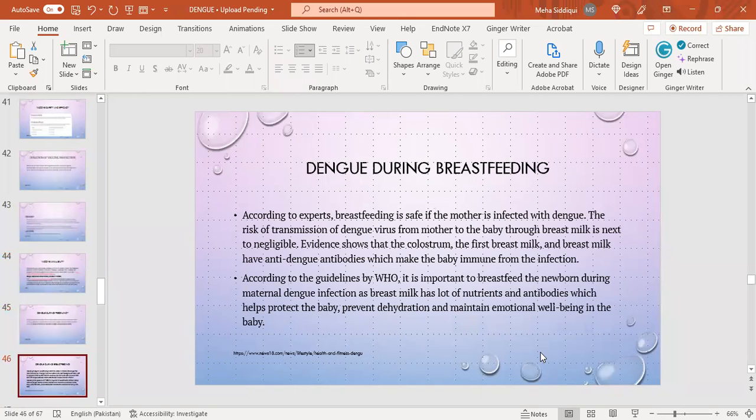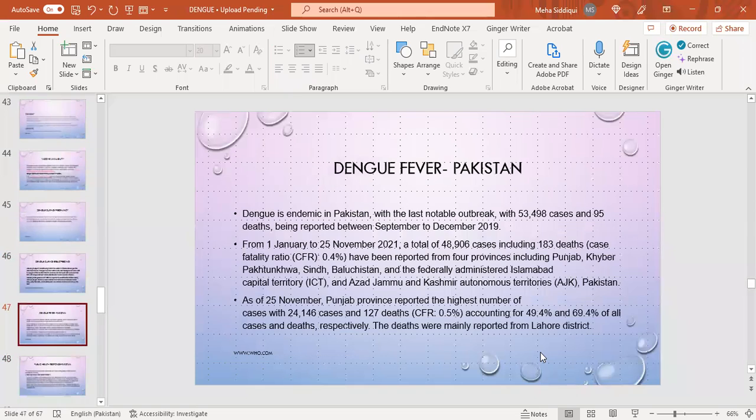Dengue during breastfeeding: it is very safe in breastfeeding. The risk of transmission of dengue virus from mother to baby through breast milk is next to negligible. According to guidelines by WHO, it is important to breastfeed the newborn during maternal dengue infection. Breast milk has a lot of nutrients and antibodies which help protect the baby, prevent dehydration, and maintain his overall well-being.